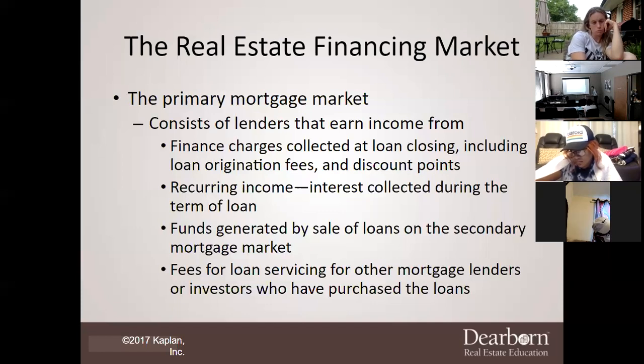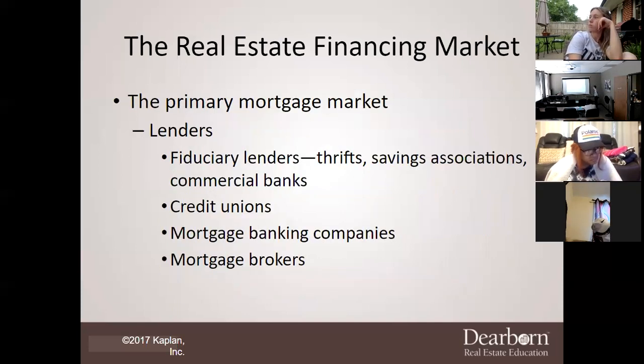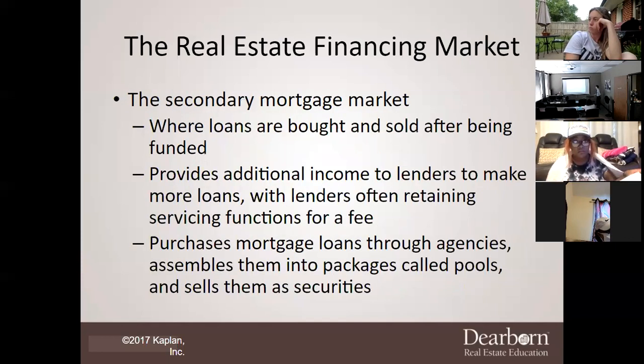Primary is going to be the main market. That's where you're going to get your mortgages. There are lenders: fiduciary lenders, thrifts, savings associations, commercial banks, credit unions, mortgage banking companies, mortgage brokers. Those are all going to be primary market suppliers. Those are what's going to be in the primary market.